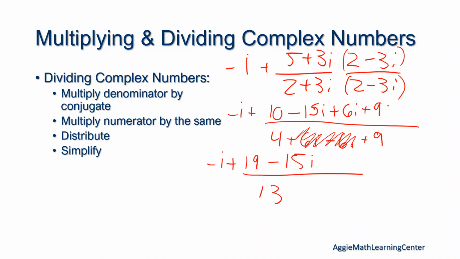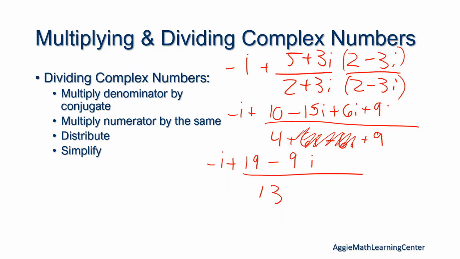Now I do plus 6i. So negative 15i plus 6i. Okay, 15 plus 6 is 21. No, negative 15. Thanks. Negative 15 plus 6 is negative 9. There we go. Then we have to split them up into fractions.